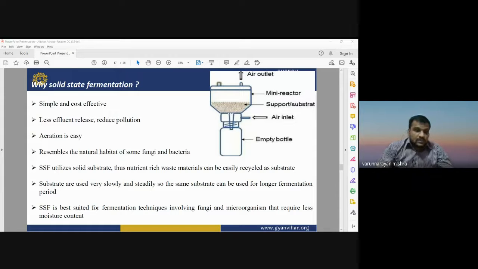Okay, so this is the simplest and most cost effective process of fermentation, and the process is very slow in solid fermentation. That's why it can be used for longer fermentation processes, and it is generally based on fungi and different microorganisms. So it is very important, and it can be used for producing nutrient rich waste material that will be used for different other purposes. Okay, so these are the advantages of solid state fermentation.